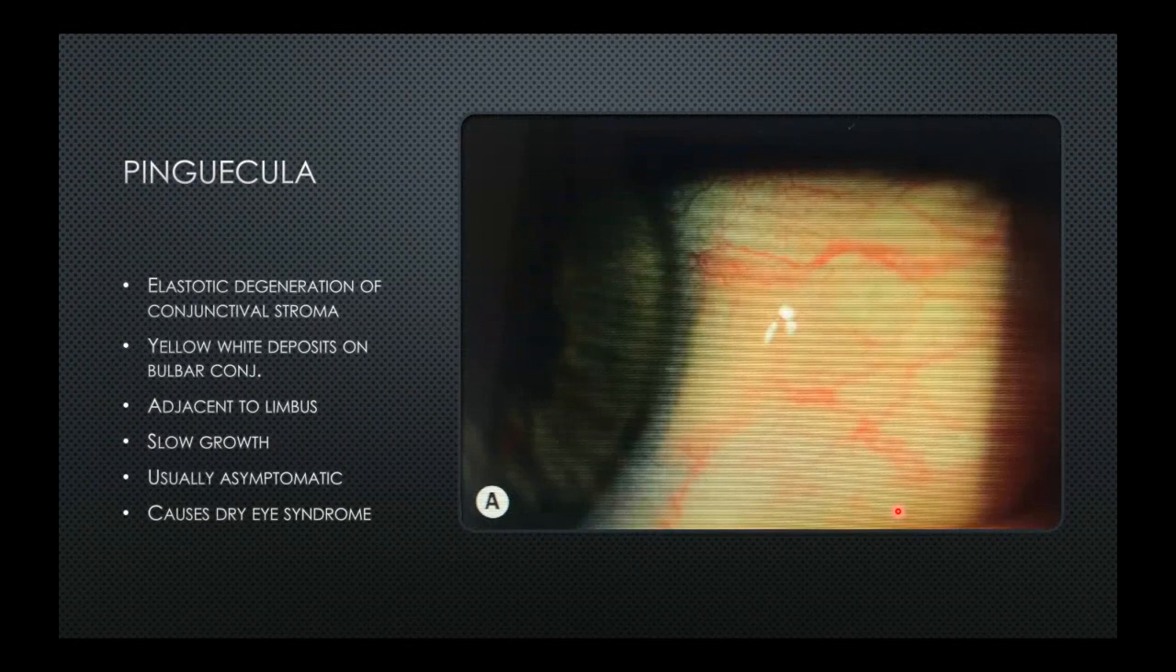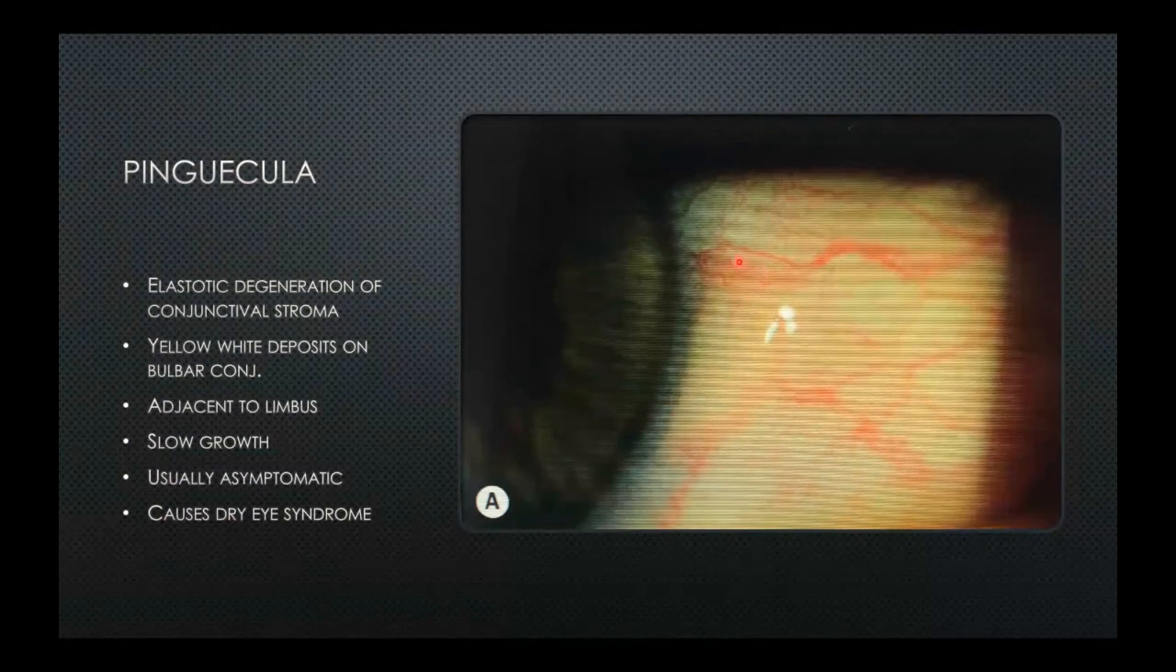So moving on from a pterygium to the important degeneration in the eye, we have the pinguecula. The pinguecula is not a triangular-based lesion, okay? It is also caused by sunlight exposure, so it's an elastotic degeneration of the conjunctival stroma, and it's just adjacent to the limbus. So it does not go over the limbus onto the cornea. It does not invade Bowman's layer, all right?